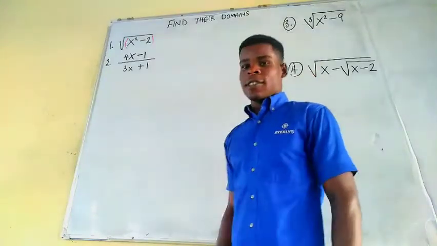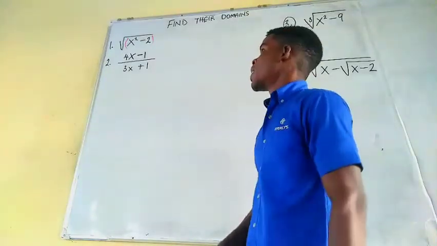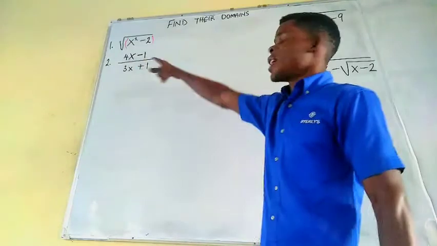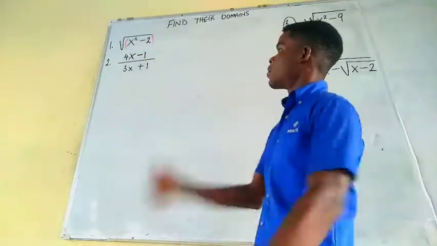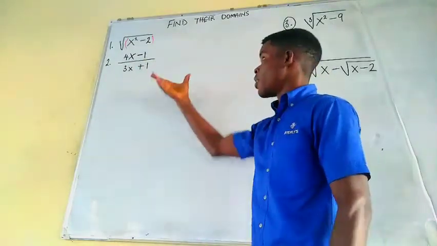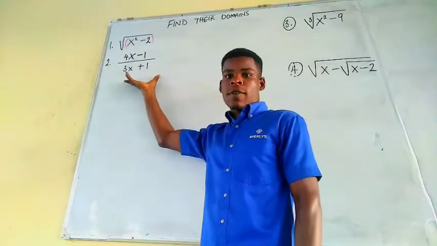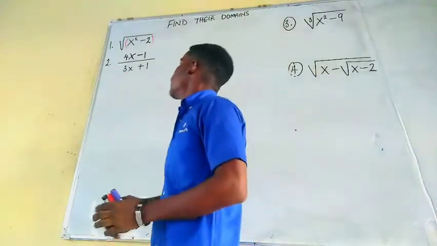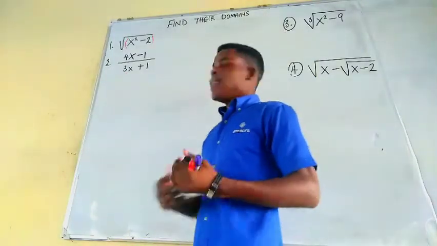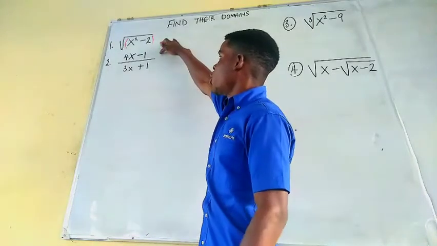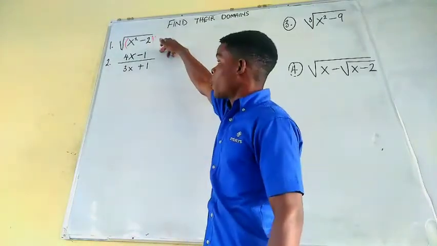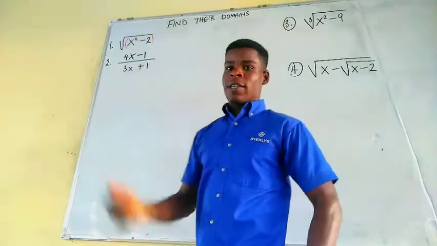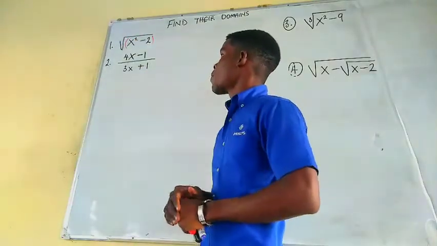Now right here, we're going to solve number 2. We had it to be (4x - 1) divided by (3x + 1). So find the domain of this function right here. Well, now we have the numerator to be a polynomial function and the denominator as well, a polynomial function.